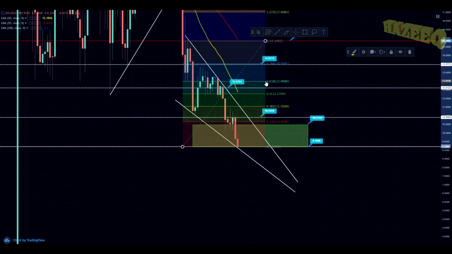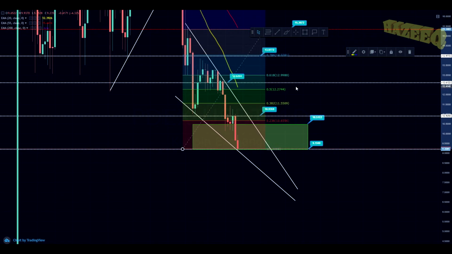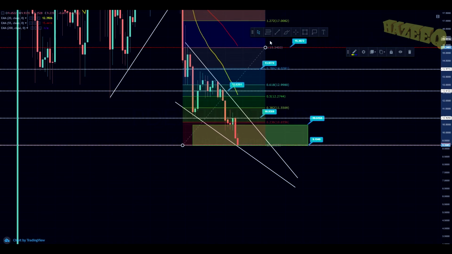Obviously, the 0.618 on the fib is something to keep an eye on. That is where you can have a lot of resistance as well, and the 0.5 as well. It did have a lot of support, and it's going to have a lot of resistance. And that's where the 20 EMA is as well, so you might get rejected off of that. So yeah, it's looking very good right now.